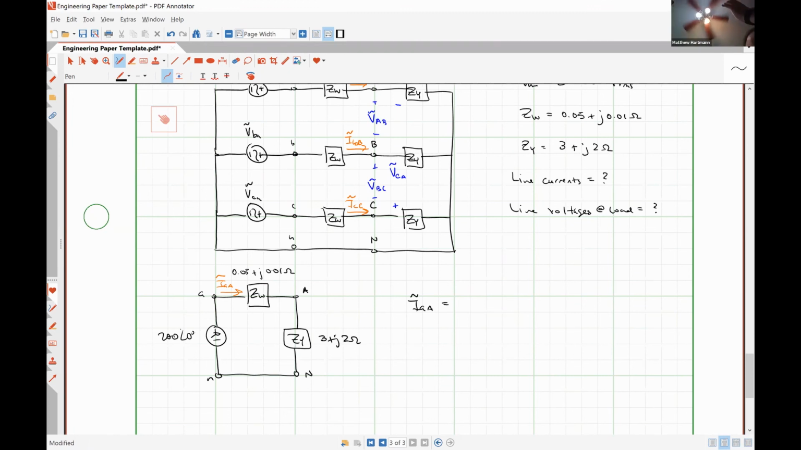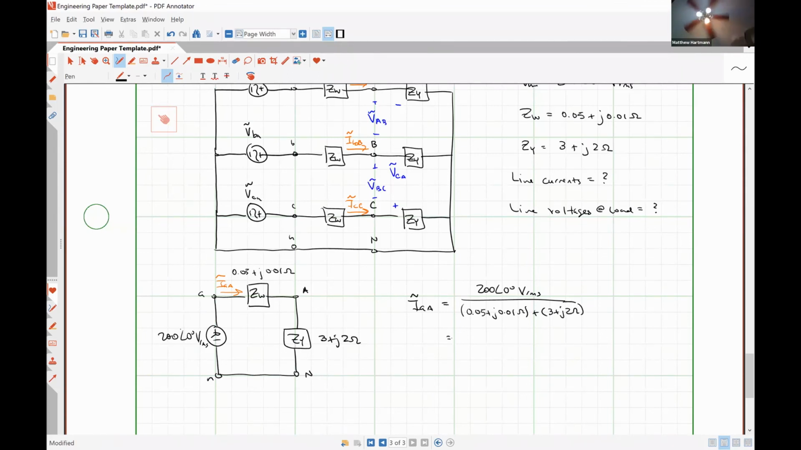Oh, and this is volts RMS. So if we look at our single phase equivalent circuit, it certainly looks like we have a voltage source connected to two impedances in series. So I would argue that we could figure out what that line current is by simply taking our source voltage, 200 angle 0 degrees volts RMS, divided by the sum of our series impedances, 0.05 plus j0.01 ohms plus 3 plus j2 ohms.